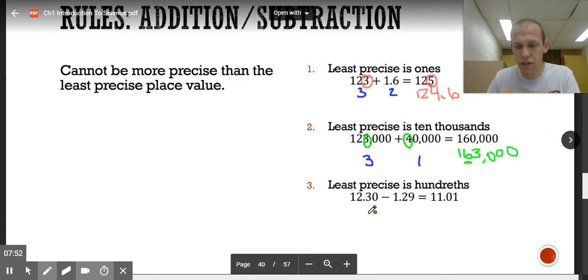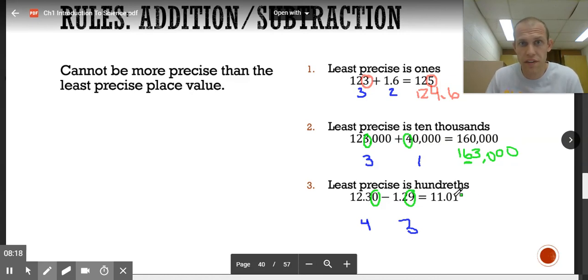Let's try this one down here. Number of sig figs, there's 1, 2, 3, 4. They're telling me that I did go to that 0 to measure. And then 3 here, but that doesn't matter. You only go to the least precise place value. So this least precise place value is the 100th spot. Here it is also the 100th spot. So our answer is going to be to the 100th.